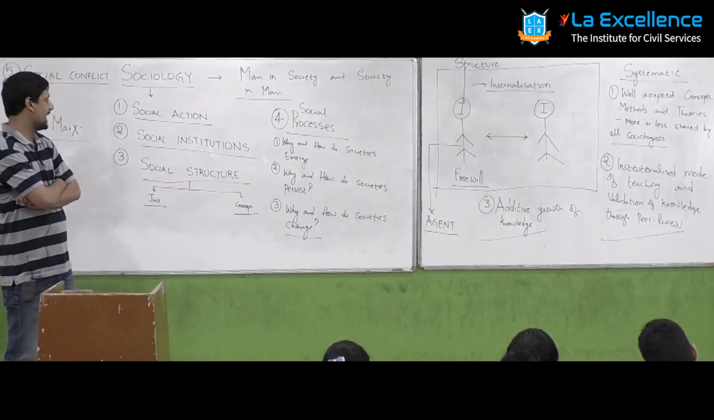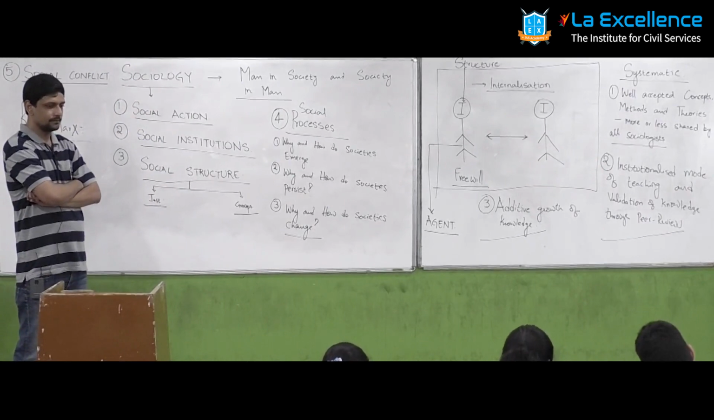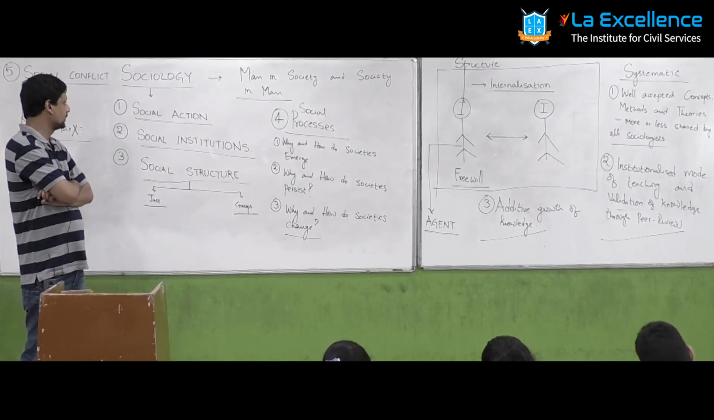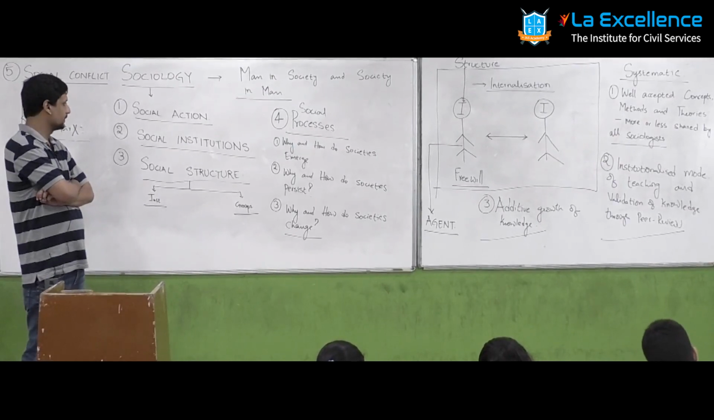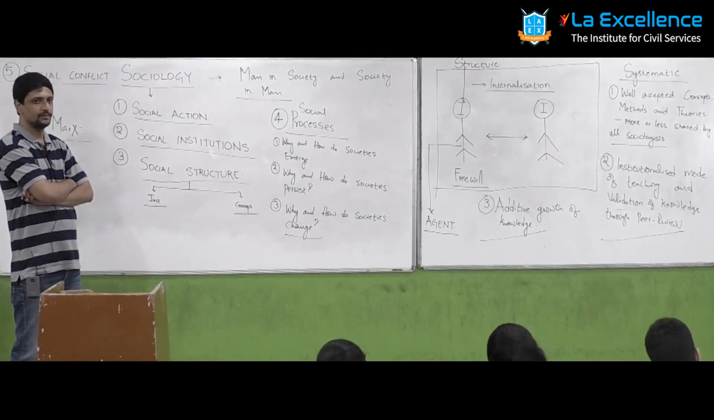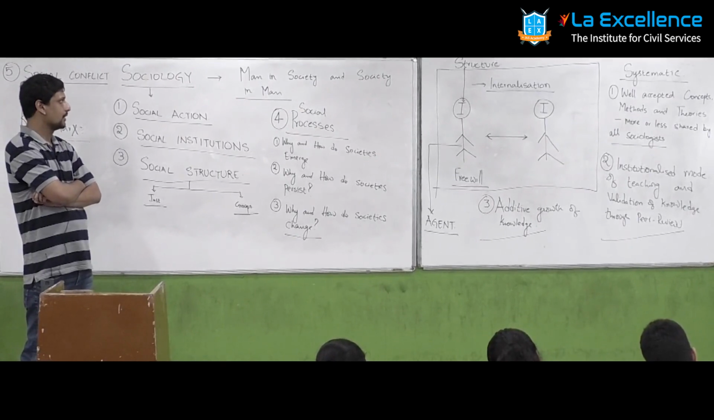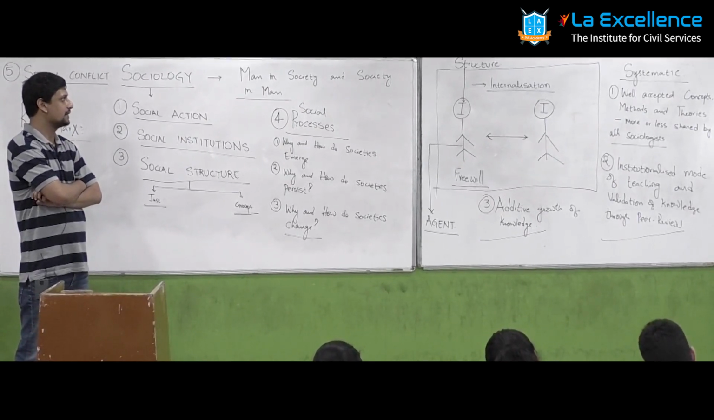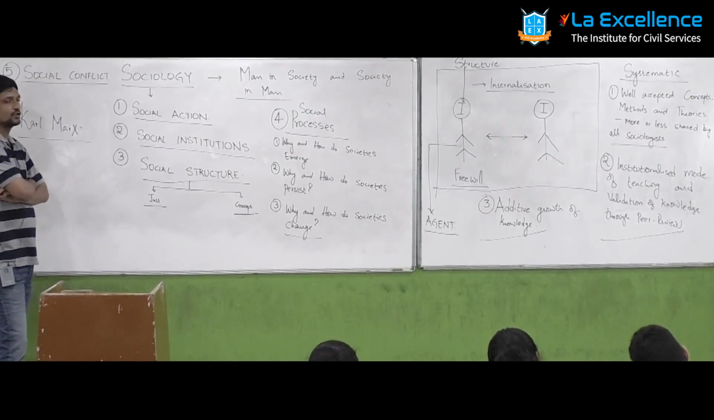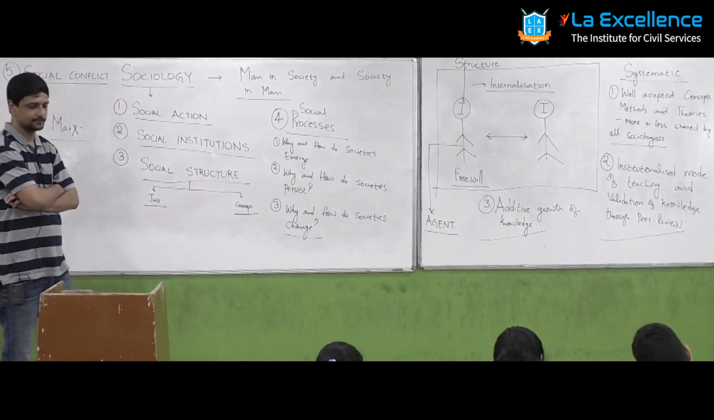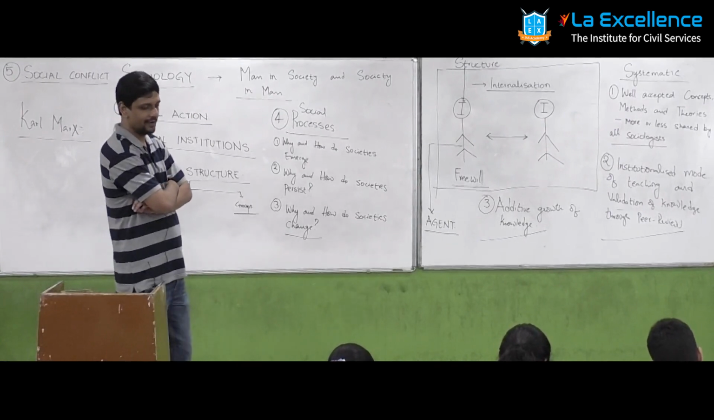One, social action. Two, social institutions. Three, social structure. Four, social processes. And five, social conflict.